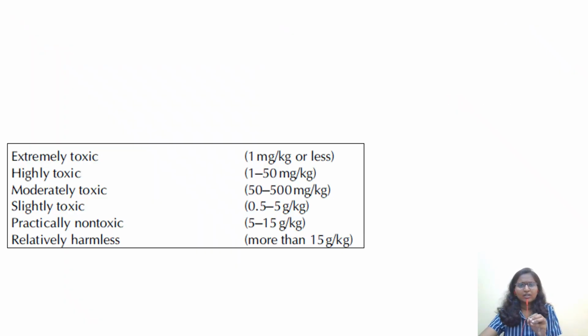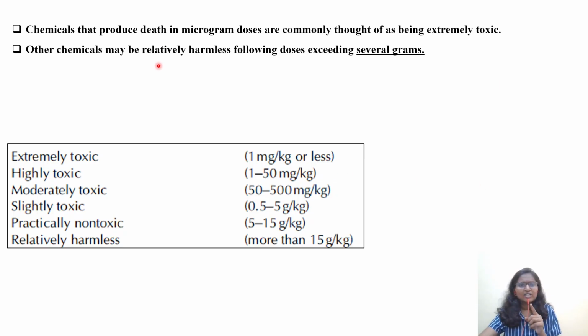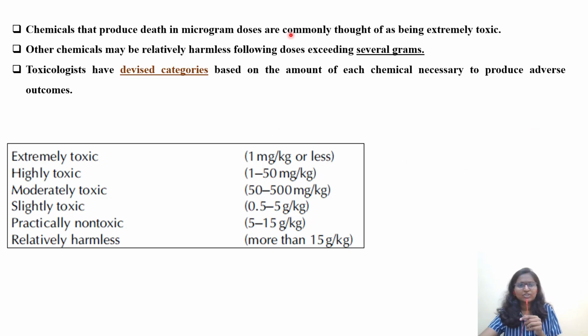Okay. So next we'll see chemicals that produce death in microgram doses are commonly thought of as extremely toxic. So in the previous table, botulinum toxin is extremely toxic, ethyl alcohol less toxic. So extremely toxic are those with LD50 of 1 mg per kg or less. Okay. Other chemicals may be relatively harmless following doses exceeding several grams. Right? Sodium chloride also was there.